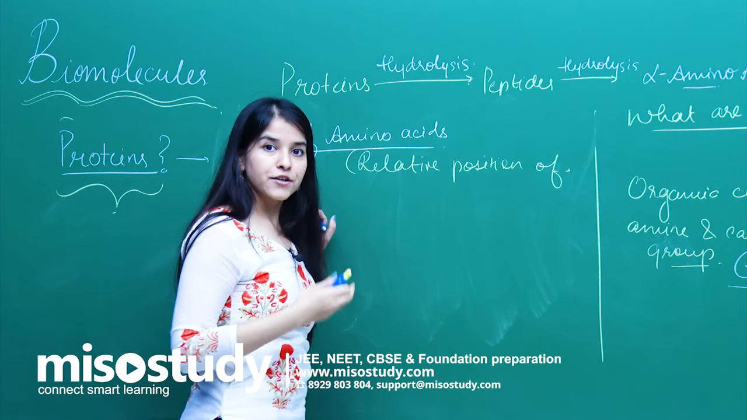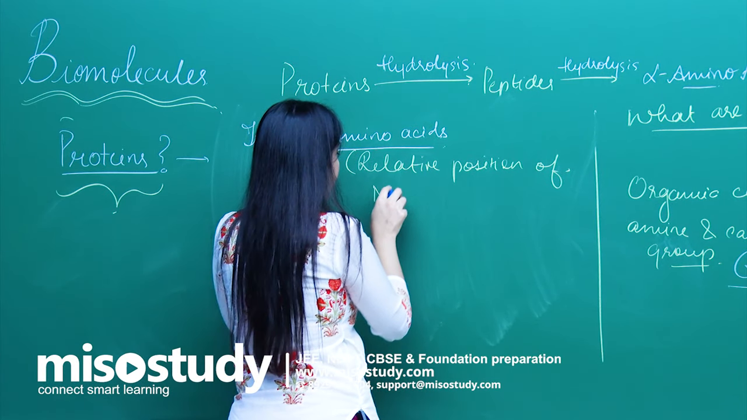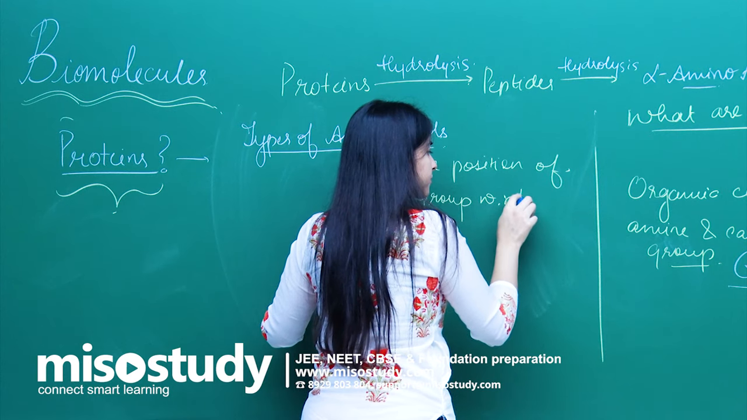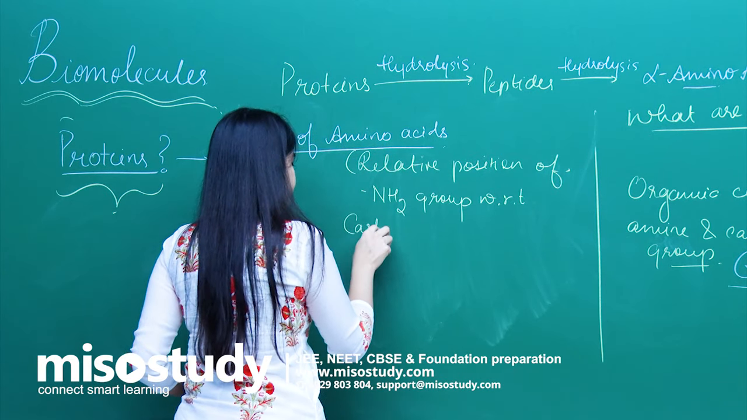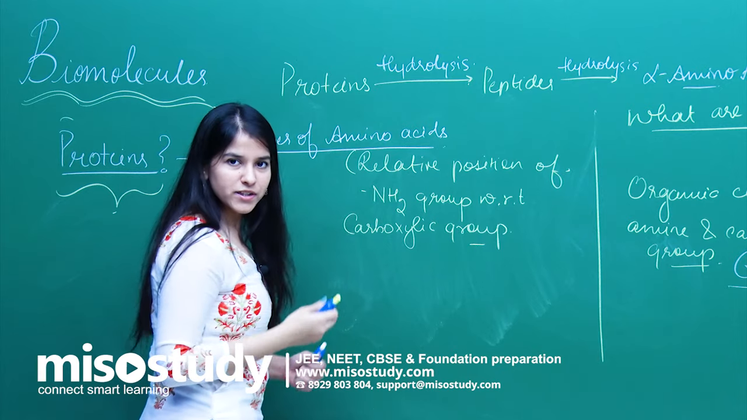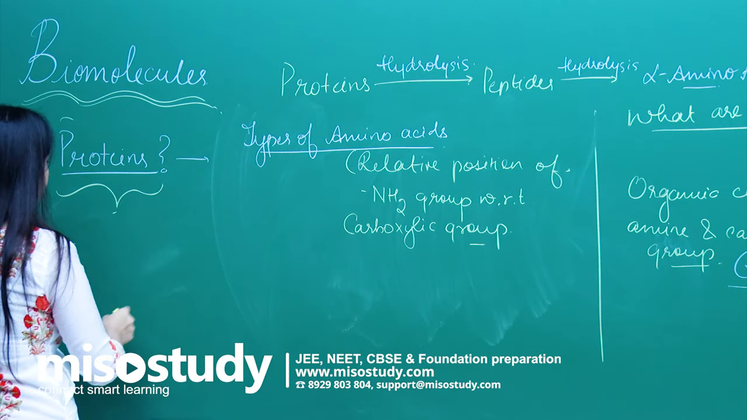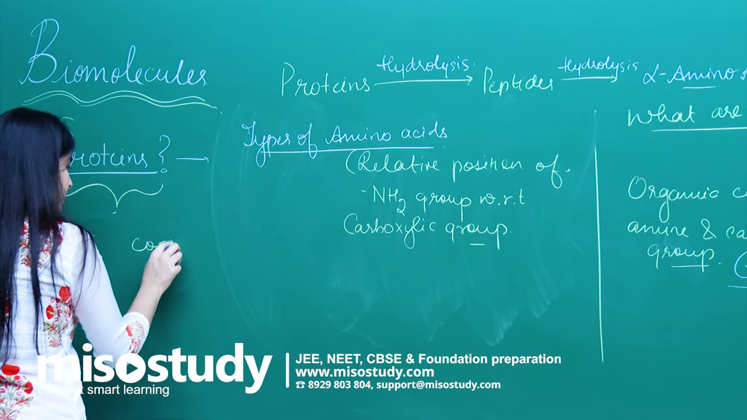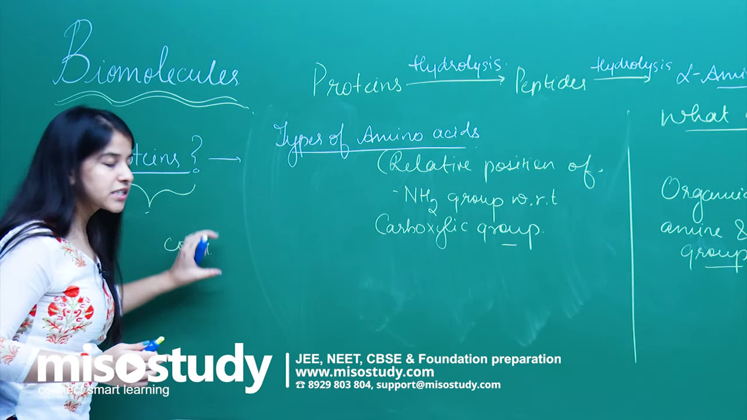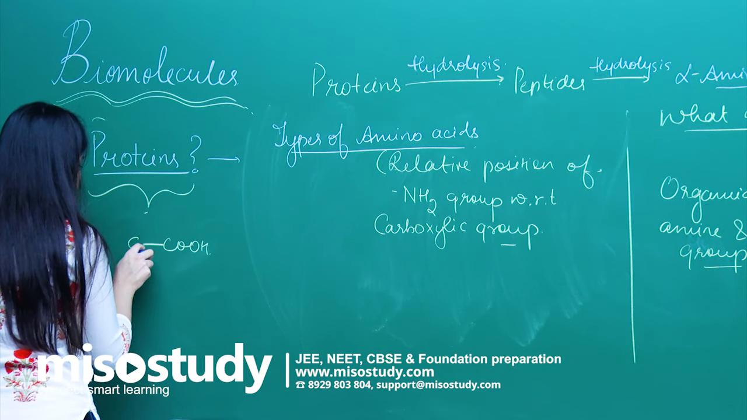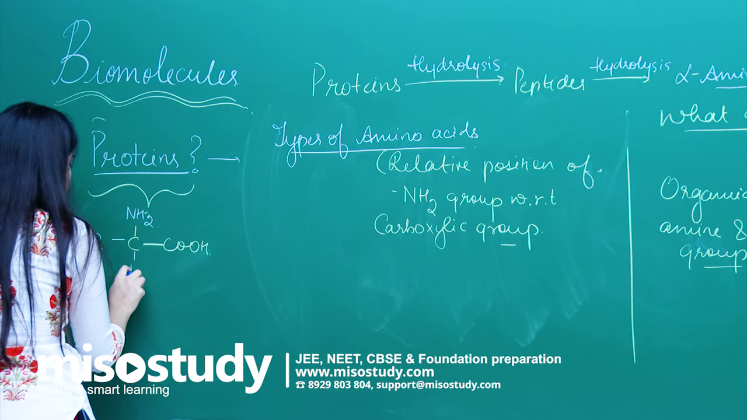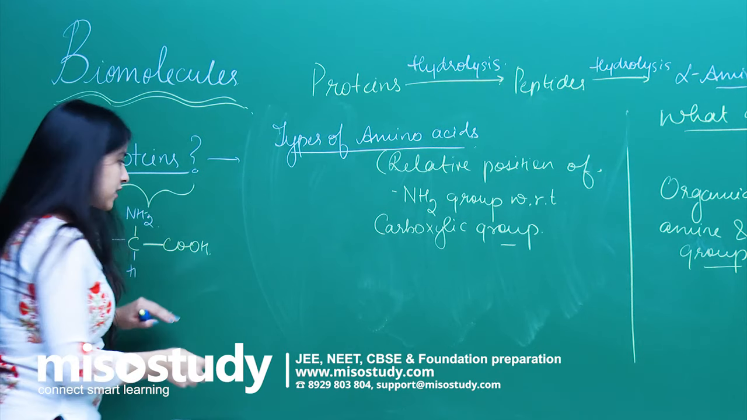Relative positions of the NH2 group with respect to the carboxylic group. That means what? Let us just see. I'll be taking up certain examples for that. So, if I have COOH here, I am fixing this group over here and then I'll be deciding the position of NH2 relative to this fixed group. So here, if I make another carbon and attach NH2 over here, R and H, that is the very basic formula.